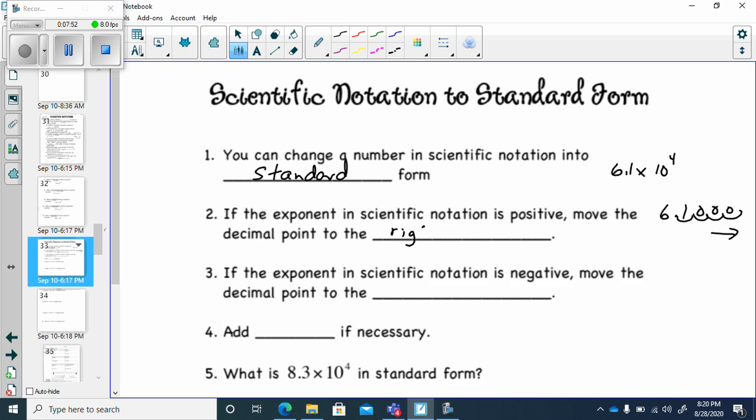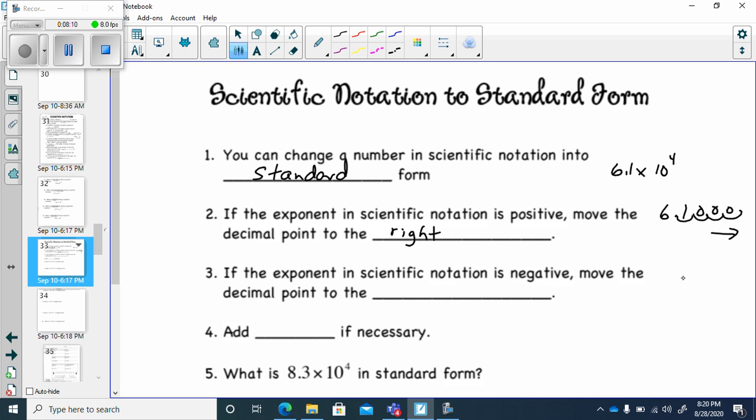I'm not expecting you to memorize which way to move it. I want you to think in terms of, is this a positive exponent or a negative one? Positive is going to give you a bigger number. Negative is going to give you a small one. If the exponent in scientific notation is negative, move the decimal point which way?